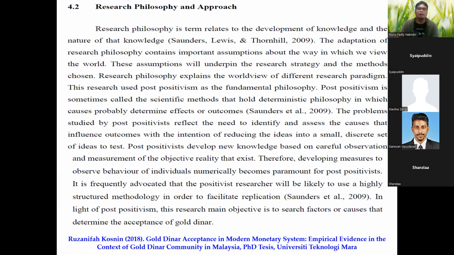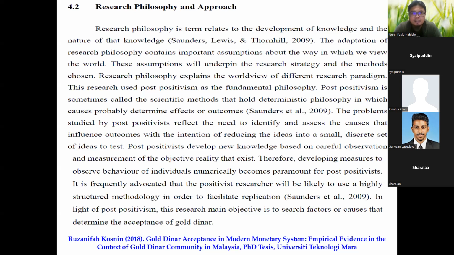Okay, this is some example research philosophy and approach writing. This one you can refer to this slide. I just shared it from the Ruzanifah course name. So in your Chapter 3, in 4.2 research philosophy and approach, you need to write. This is just an example. Research philosophy is a term related to the development of knowledge and the nature of that knowledge.